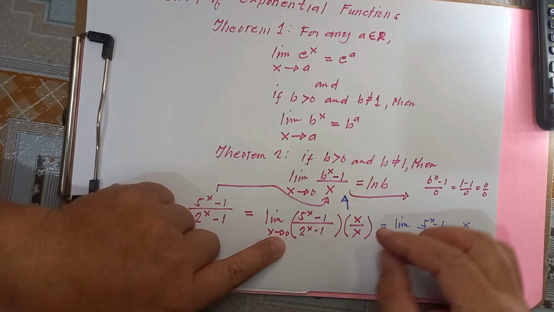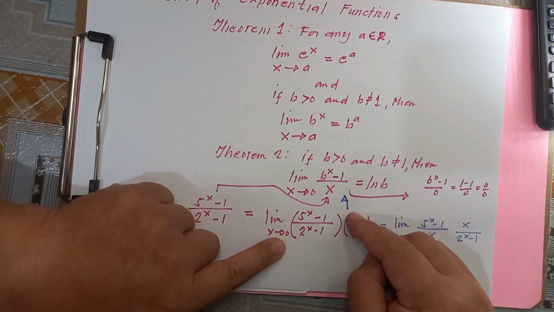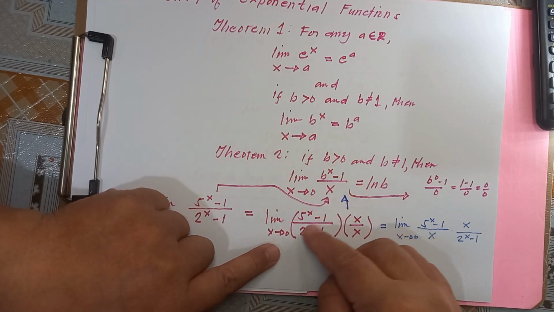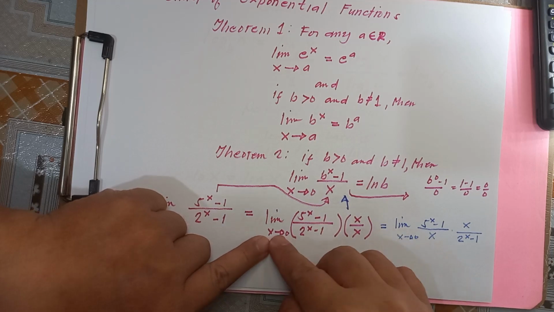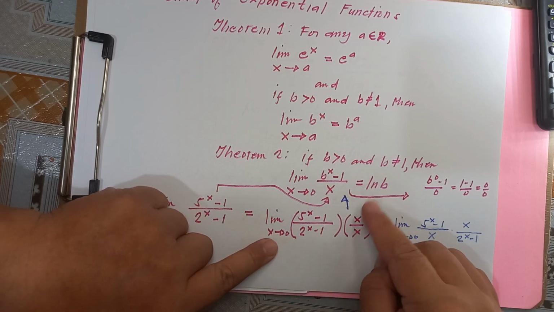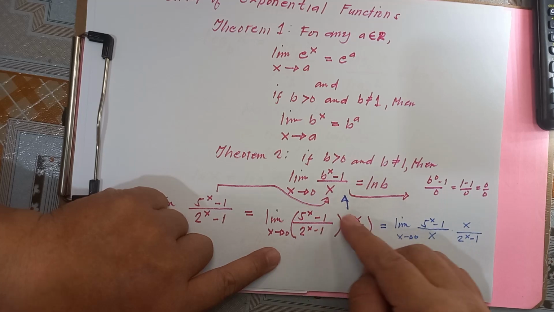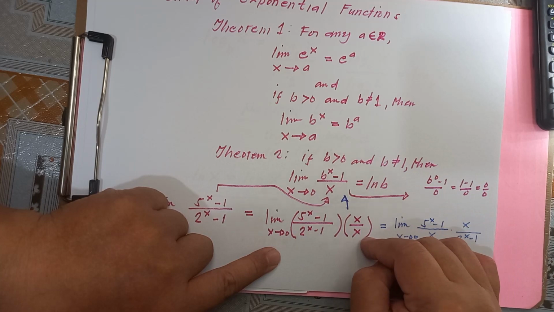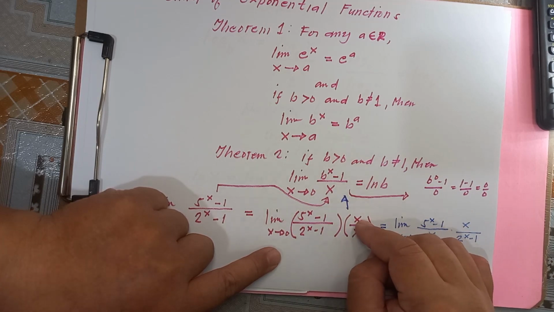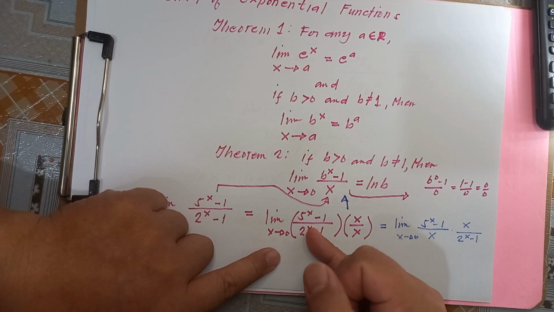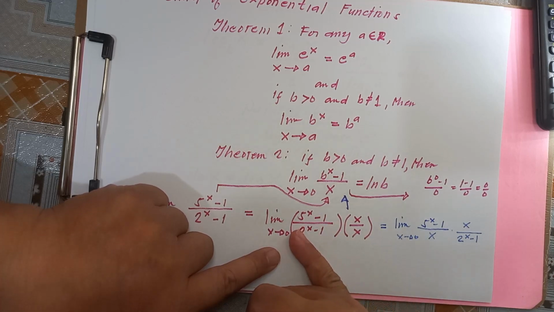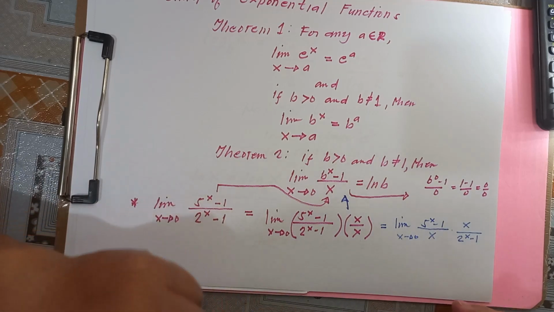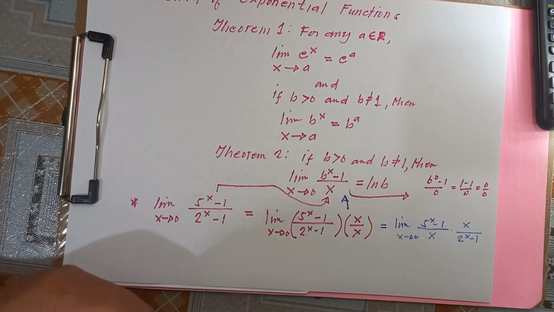Again, multiplying the limit of the quotient 5 raised to x minus 1 over 2 raised to x minus 1 as x approaches 0 with x over x will never change the problem. Why? We are actually saying that this x over x is the same as 1. If we multiply by 1, the value will never be changed. So that is the use of 1.